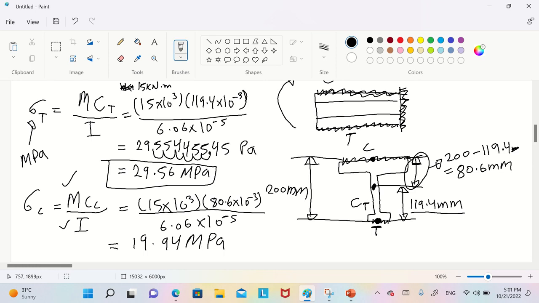megapascal. You can put here minus, that's okay, but the minus here does not mean that the value is negative. No, the minus refers to the compression. So you can put minus, and also no need for minus, that's okay, but the value will be 19.94 megapascal. You can put C or compression.